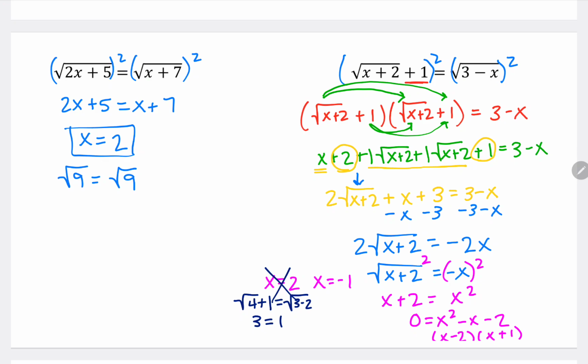But when I plug in -1, I get the square root of 1 plus 1 equals the square root of 3 minus -1, or 4. So 2 equals 2. That one is a good solution.